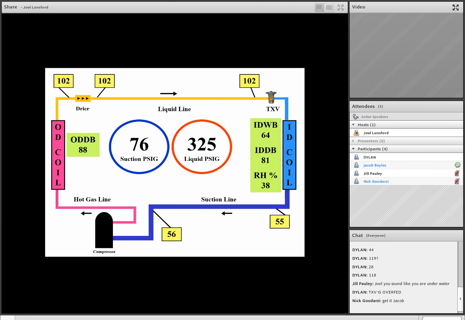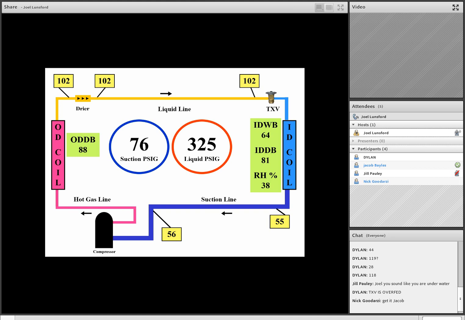And let's keep working. At 325 pounds of liquid pressure, what's the pressure temperature conversion for 325 pounds of pressure for R22? Anybody? 137. Okay, 137. Now, as we take a look at the temperature of the liquid line leaving the outdoor coil, we see we have 102 degrees. So the difference between 137 and 102 is about 35 degrees of subcooling. So what's the condition of that outdoor coil? Is it flooded, starved, or normal? It's flooded. Okay, good, excellent. So the outdoor coil is terribly flooded.